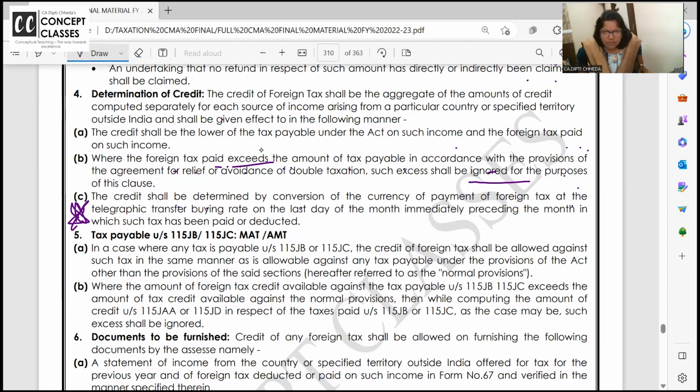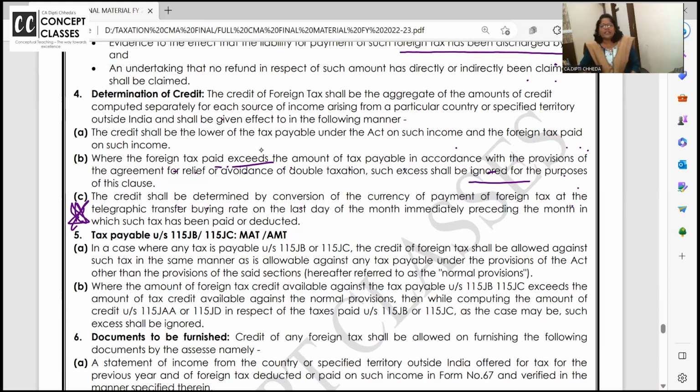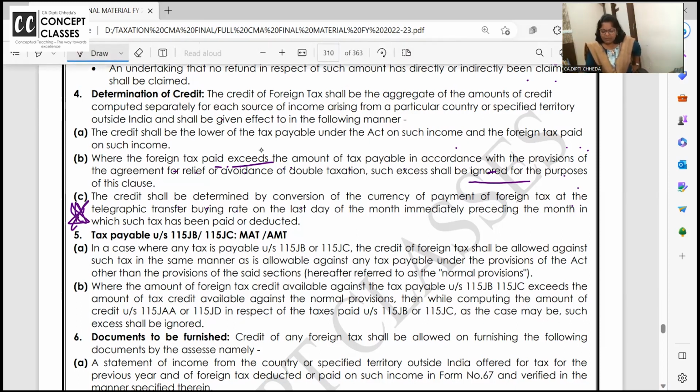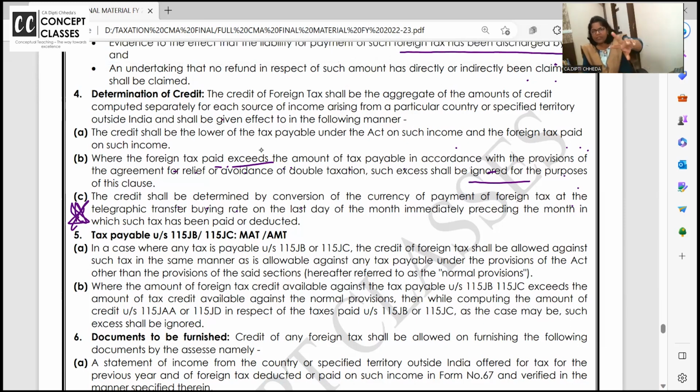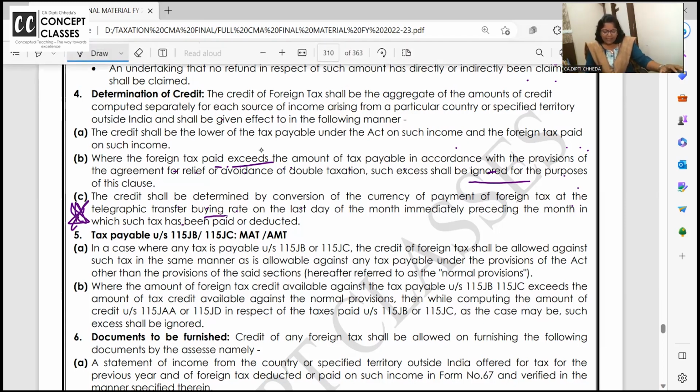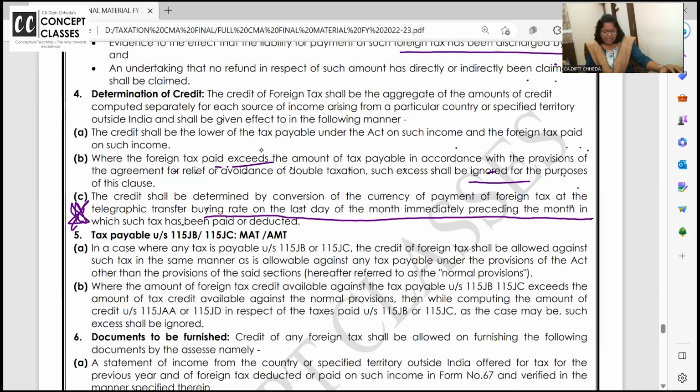Means ma'am, what should be the conversion currency rate? क्योंकि currency rate तो change होते रहते हैं. And please remember, currency rate they will give off foreign dealers association of some Muthoot chit fund. No, you have to take the currency exchange rate given by RBI, if not SBI. Okay, so when credit shall be determined by conversion of currency of, अभी आपने डॉलर्स को कन्वर्ट किया ना रुपीज में, 64 rupees at the TT buying rate on the last day of the month immediately preceding the month in which tax has been deducted or paid.